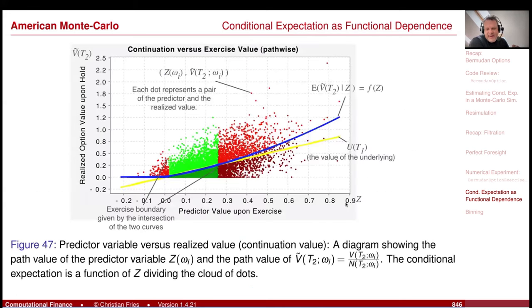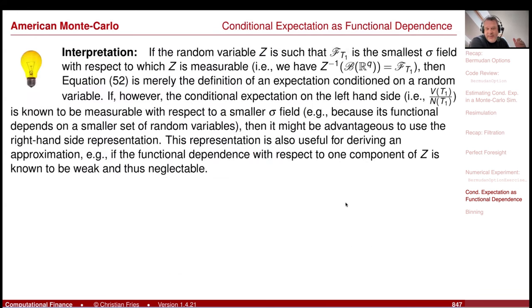Okay, I can interpret now my conditional expectation as a function of some random variable. So we had this little plot, on my horizontal axis is, for example, a random variable, the stock value, and the conditional expectation is a function of this guy. This also holds in the very general case. So in the very general case, you can always find a random variable z such that the inverse of the random variable z applied to all possible values, the Borel sigma field, will be exactly your sigma field FT1.